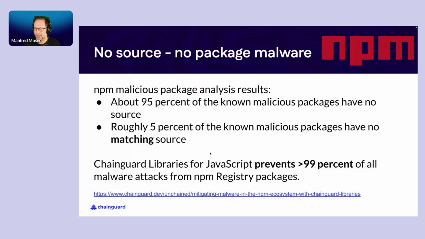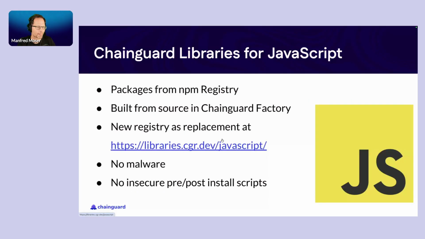So overall, you can see that Chainguard Libraries for JavaScript prevents 99% of all the malware attacks on the npm registry. And that is by far also well over 99% of all the attacks on the JavaScript ecosystem. So it basically prevents all these attacks from the start, and you don't have to worry about it.